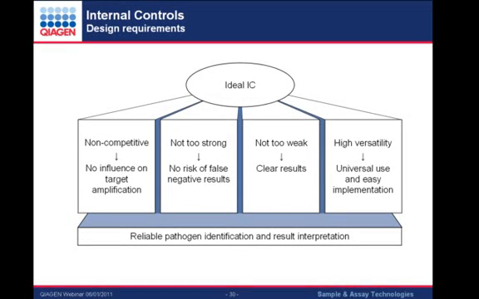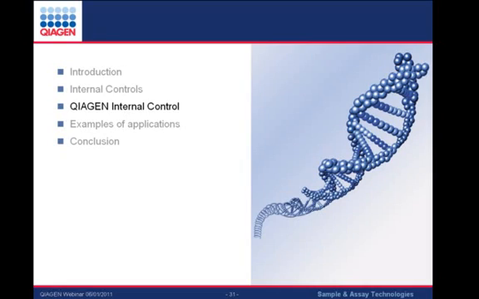As a summary, an ideal IC for clear and reliable result interpretation should be non-competitive, so that it has no influence on the pathogen target amplification, and the IC system should neither be too strong nor too weak, but should correctly indicate inhibition, being in correspondence with inhibition of the pathogen target. And furthermore, an ideal IC system should allow for universal use with various assays to eliminate the need to set up a new IC system for each new assay that is to be implemented.